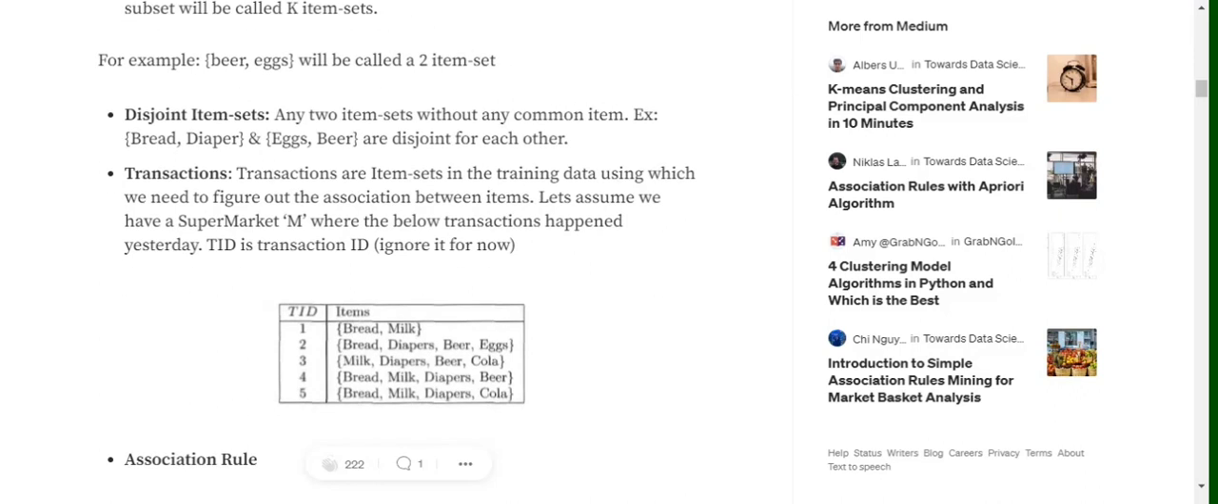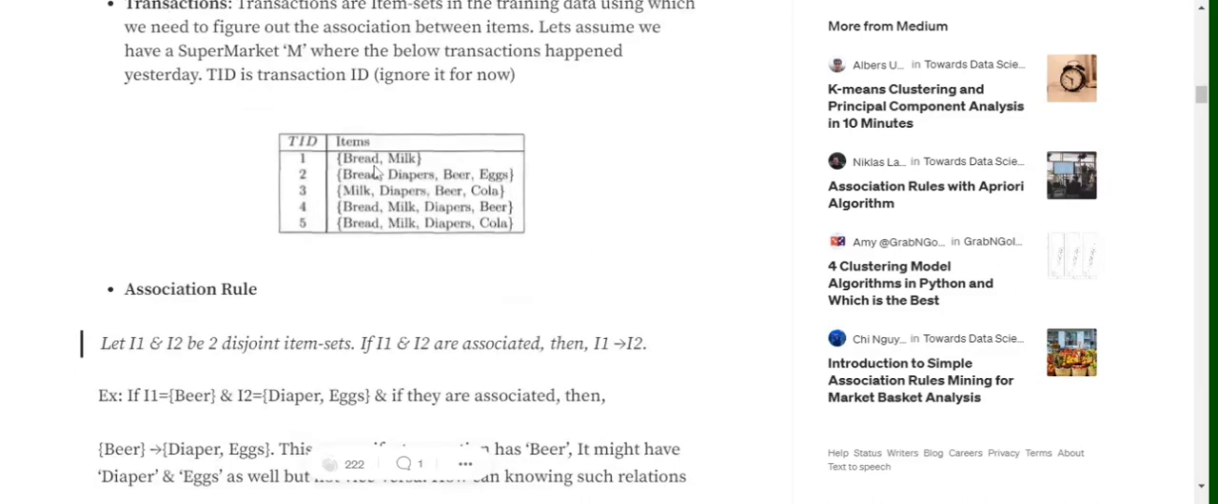Transactions are the item sets in the training data set. Basically, assume that we are running a supermarket, and all the transactions done by the customers are the data that we have got. Any combination of items that are bought together will be taken as a transaction. Assume this to be a small transaction list that we have got. The first transaction includes bread, milk. The second includes bread, diapers, beer, eggs. All these items present in the data are called items, and the combinations are called transactions.